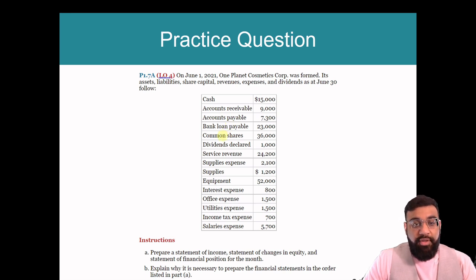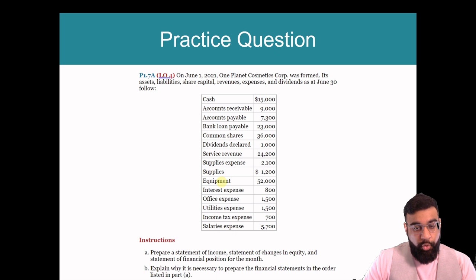Common shares is a shareholder's equity account, which goes both onto the balance sheet and the statement of changes in equity. Dividends declared is related to common shares, so that means it's a shareholder's equity account. And this goes strictly onto the statement of changes in equity. Service revenue is income generated. This is a revenue which goes onto the income statement. Supplies expense is an expense, it's a cost incurred. And this goes onto the income statement.